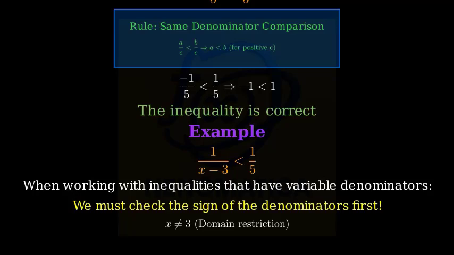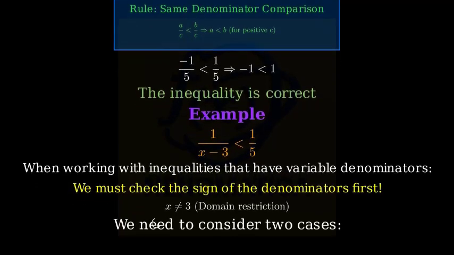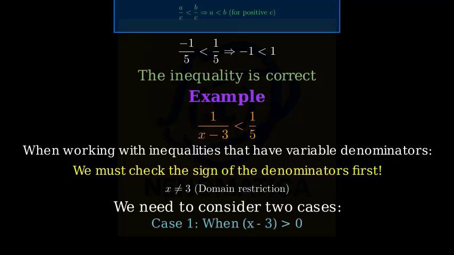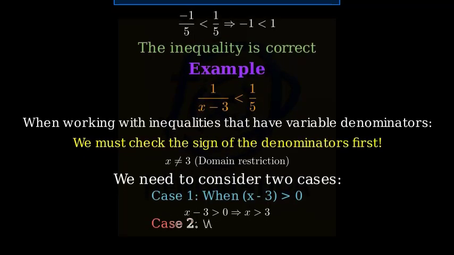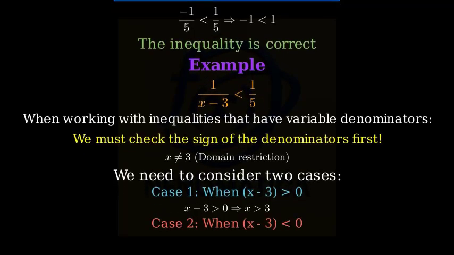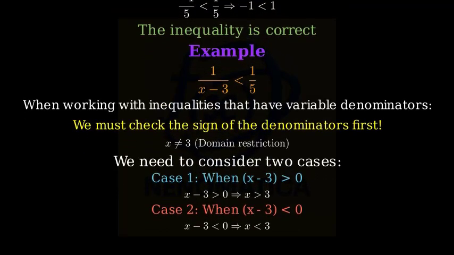First, we need to determine the domain of the variable. Since x minus 3 is in the denominator, we need x minus 3 to be non-zero. So x cannot equal 3. Now, we need to consider two cases. Case 1, when x minus 3 is positive. This happens when x is greater than 3. Case 2, when x minus 3 is negative. This happens when x is less than 3.